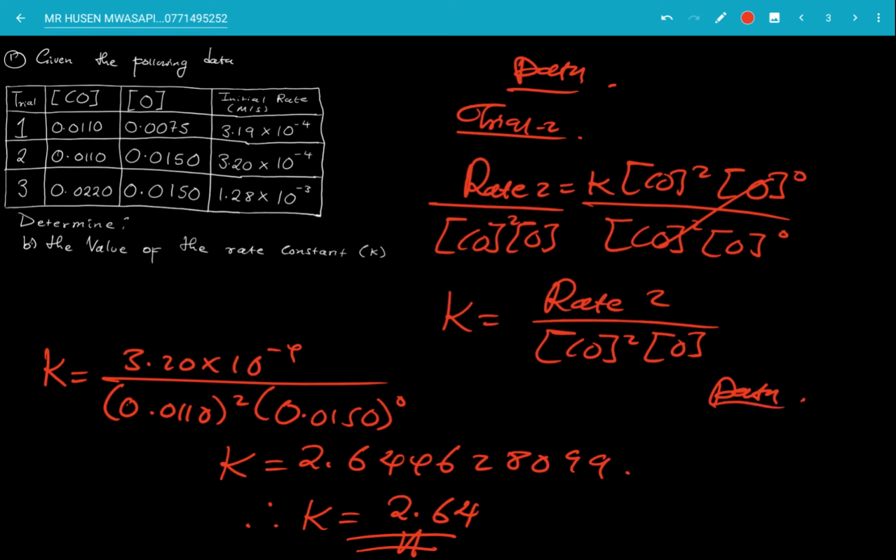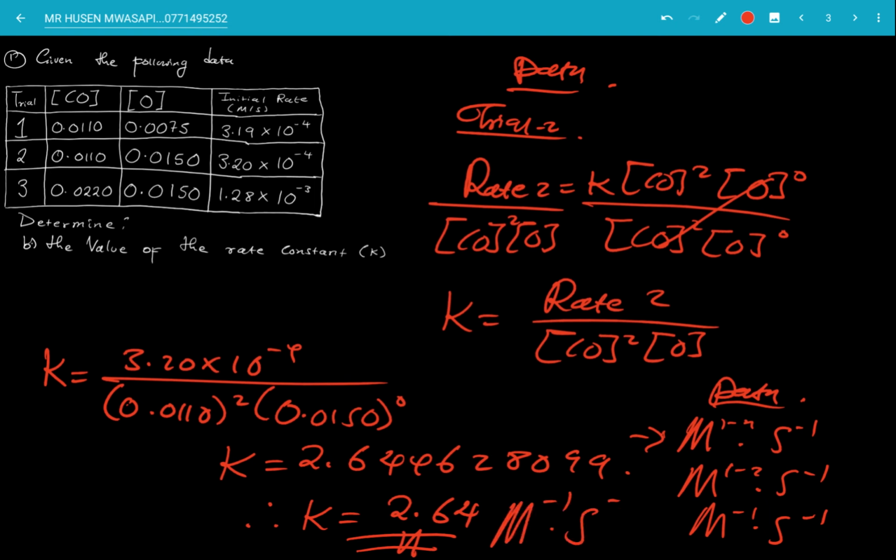Okay, so the units will be, remember, the formula is M to the 1 minus n times s to the minus 1, where n is the overall order. So the overall order is the order of carbon monoxide plus the order of oxygen, which is 2 plus 0. So n is 2. So I have M to the 1 minus 2, times s to the minus 1. So we're having our units to be M to the minus 1 times s to the minus 1.